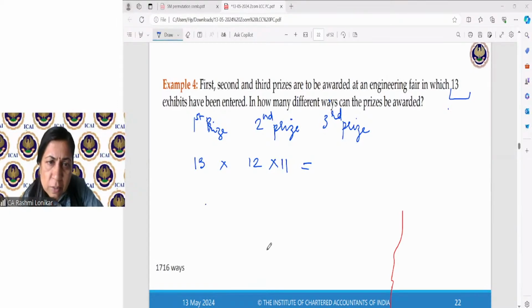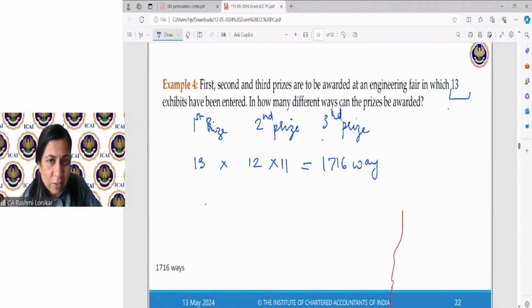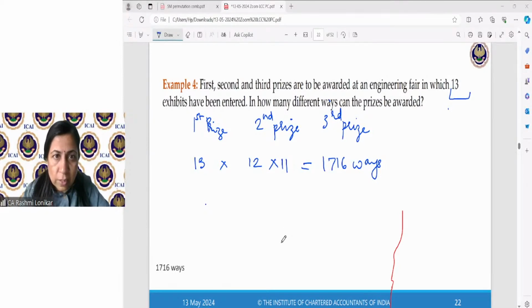Abhinandan, how did you get such a big answer? 13 into 12 into 11. Yes. So this is 1716 ways in which 13 groups who are competing can get the first, second, and third prize. There are 1716 ways in which I can give the prize. Yes, Rohit, Natasha, very good. Okay.